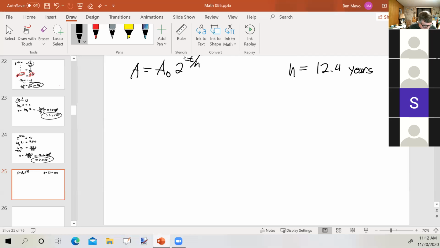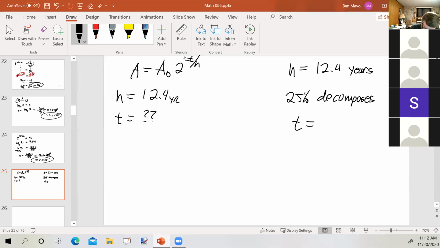How long will it take for 25% of a sample to decompose? So 25% decomposes. All right. Now, I'm trying to find how long it takes. Sorry, my bad. I don't know the beginning amount, and I don't know the ending amount. Okay, I do know that the half-life is 12.4 years. I know that time is what I'm trying to find.